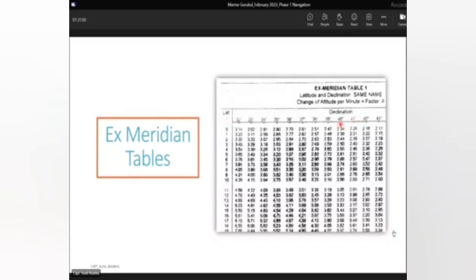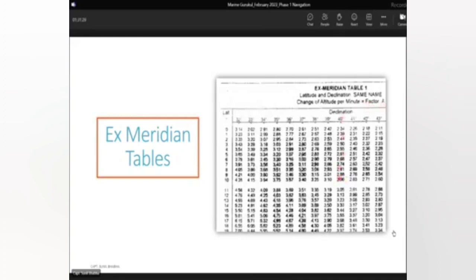Latitude was 10 degrees. So 10 degrees latitude and 40 degrees declination. The table gives us a value of 2.96. This is also known as factor A. You can see it here. It is mentioned as factor A.